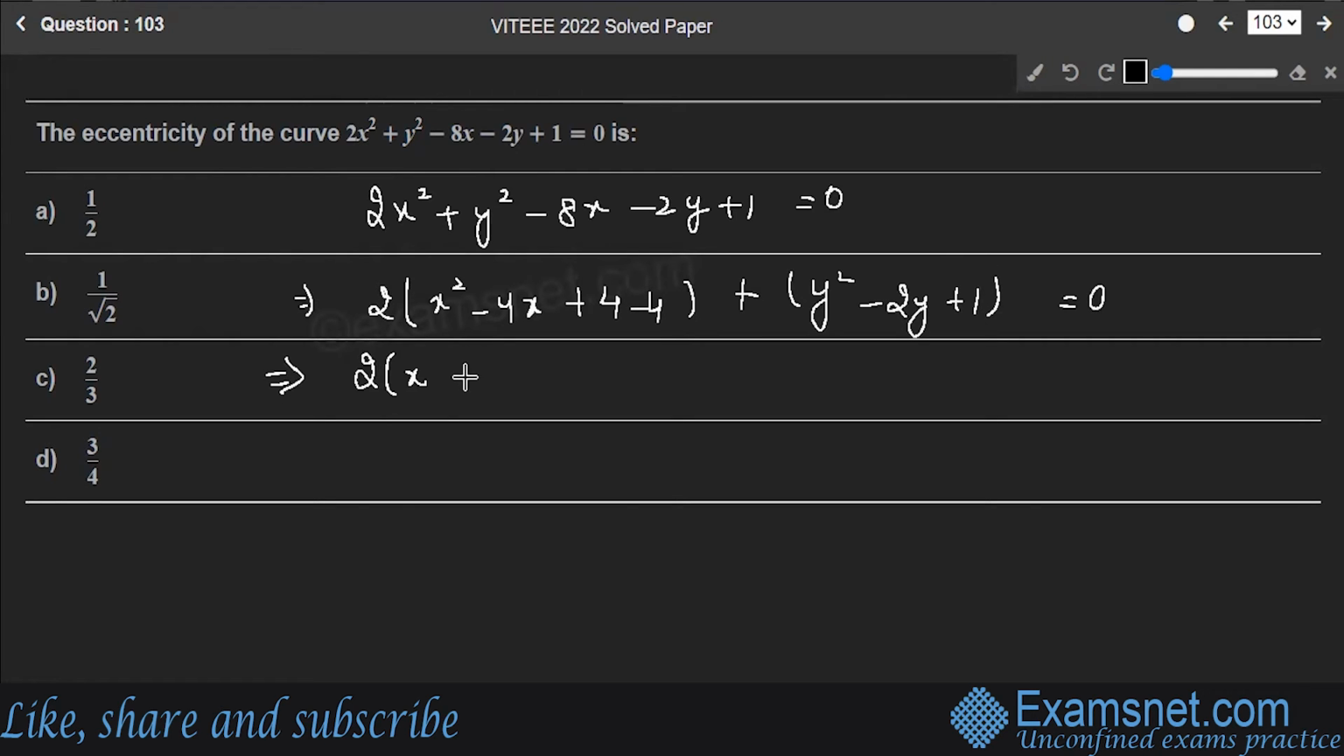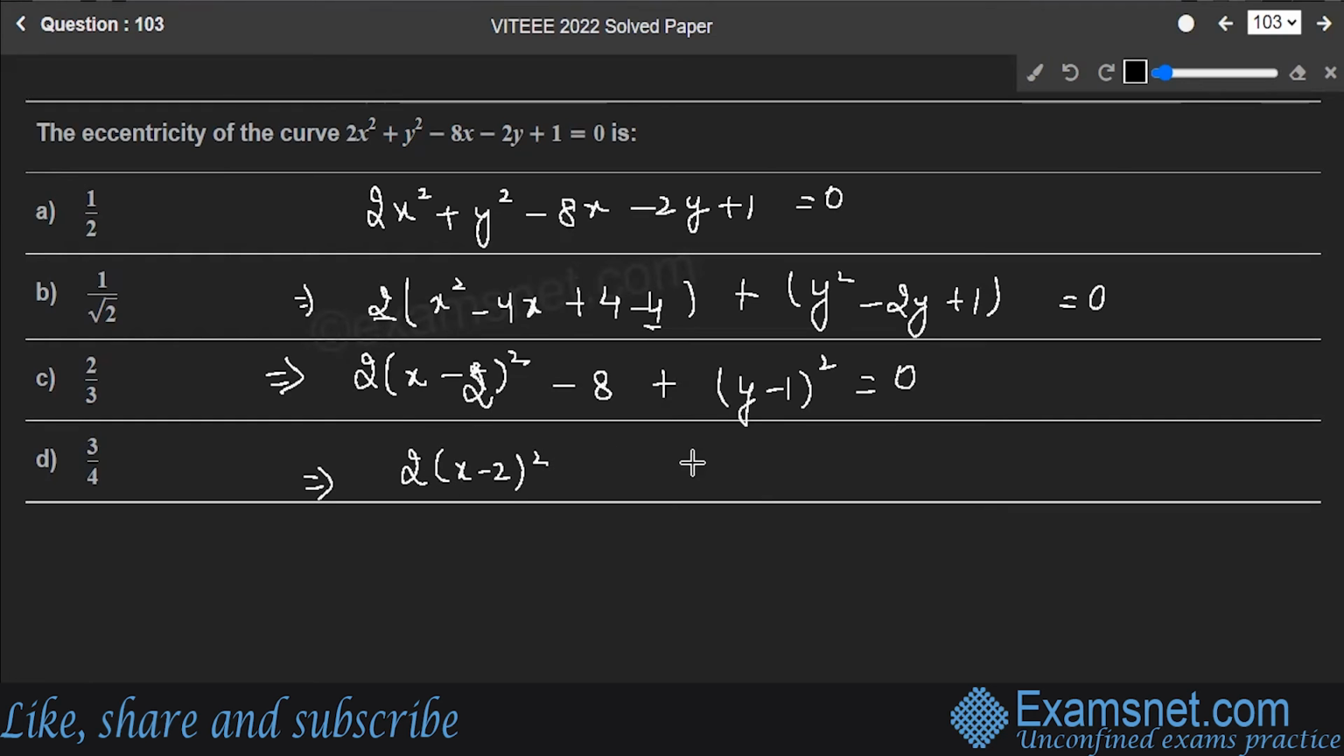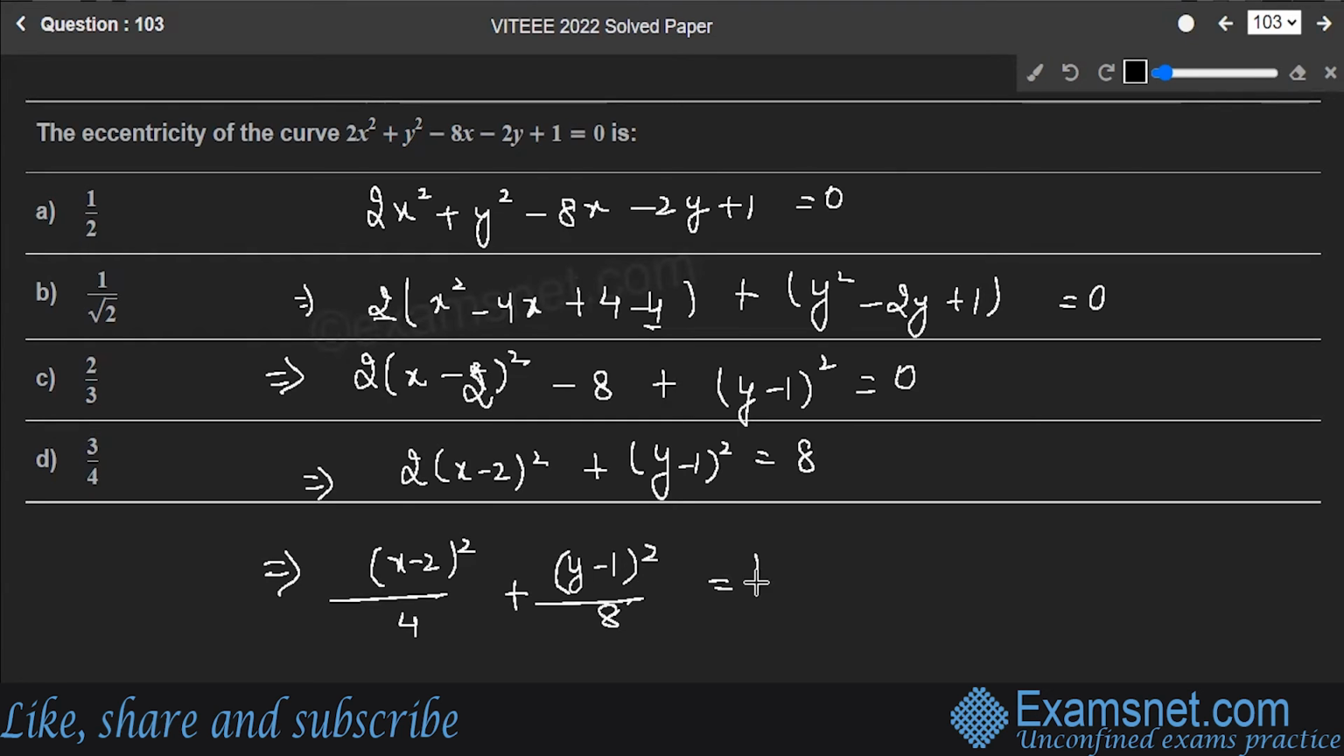Okay, so this is (x minus 2) whole square minus 2 into minus 4. This is, wait, here was 2. So this is minus 8 plus (y minus 1) whole square is equal to 0, which makes 2 into (x minus 2) square plus (y minus 1) square is equal to 8, or (x minus 2) square upon 4 plus (y minus 1) square upon 8 is equal to 1. Now this is the equation of the ellipse.